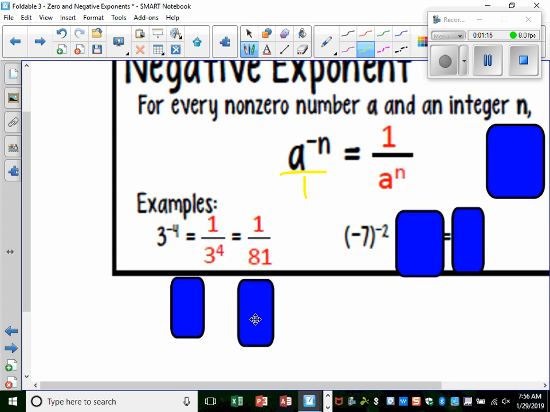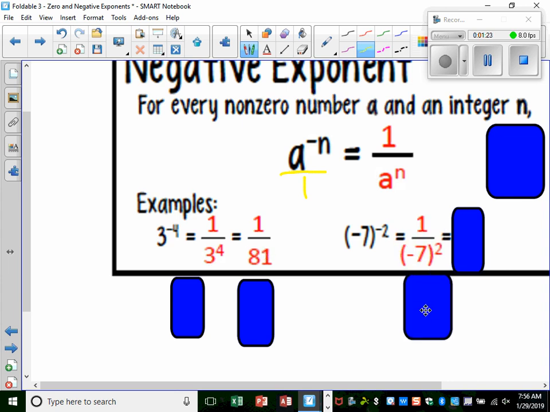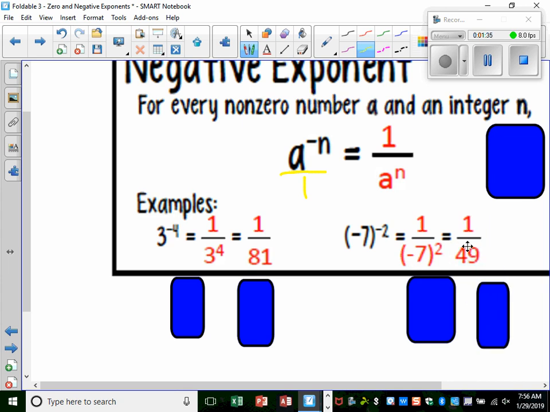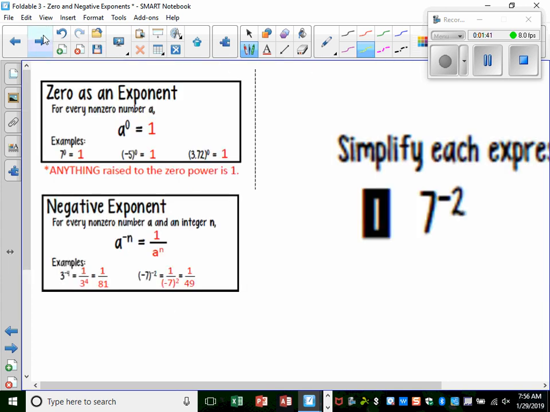And then you could actually say that equals 1 over 81, because 3 times 3 times 3 times 3 is 81. Same thing here. Notice it's in parentheses, so you keep this in parentheses. And now you're also raising the negative to the second. So negative 7 times negative 7 is 49, so it's 1 over 49. Okay. All right, let's keep going.